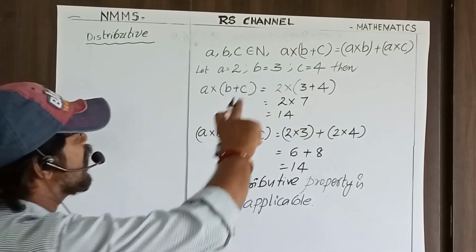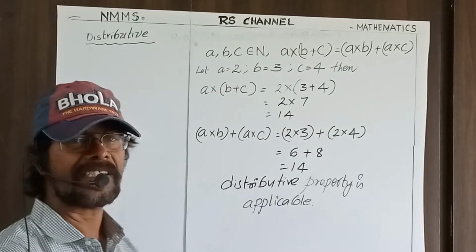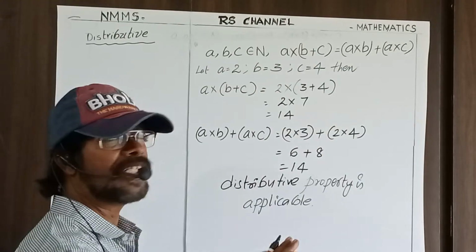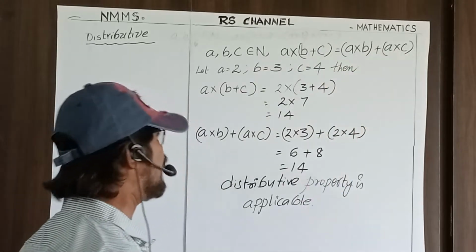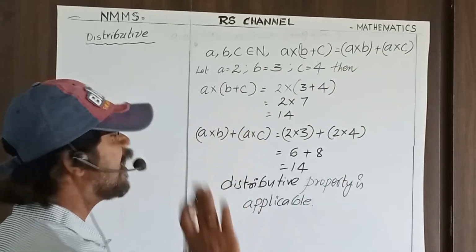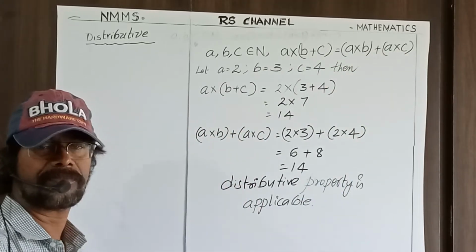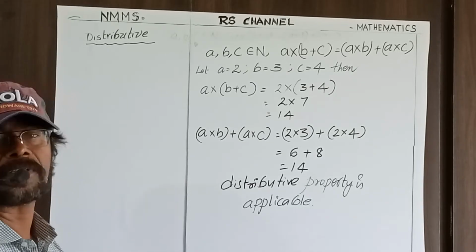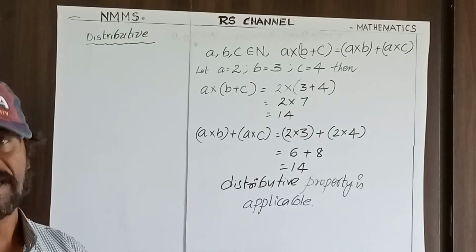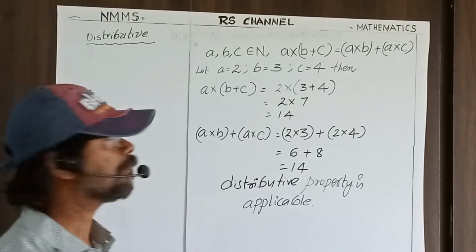If A into (B plus C) is equal to A into B plus A into C, then we say it is distributive. Distributive property is applicable in natural numbers. We can say like that.